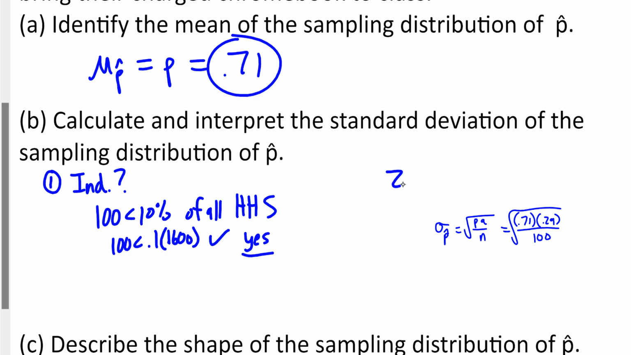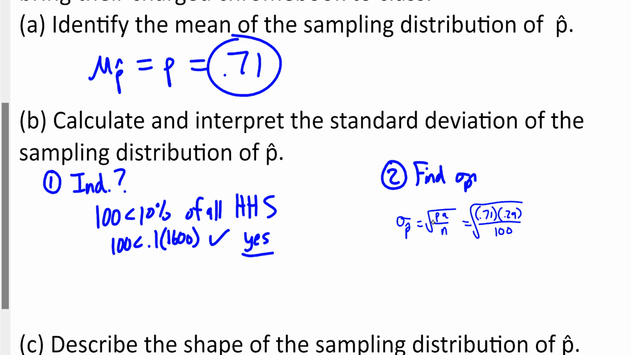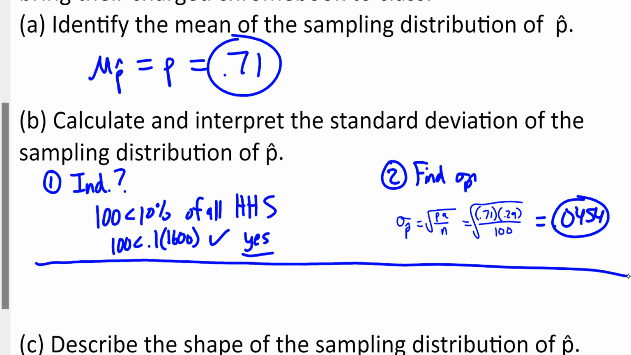Second, find the standard deviation of these proportions. Okay, so now I'm back to here. If I do that math, I get the standard deviation of 0.0454. That's step 2. And step 3, interpret. It even asks you to interpret, so it's a good reminder to interpret.